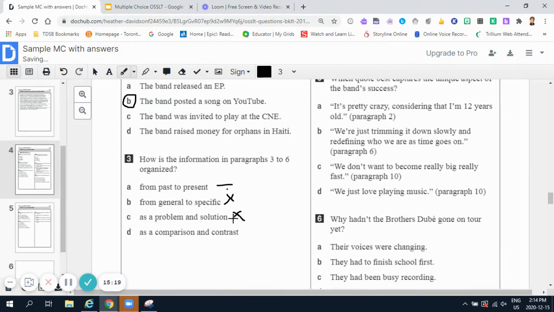Comparison contrast. So to compare is to put two like things together, and to contrast is to put two different things together. It's not comparing things, right? It's giving us a list of several different events and presenting it in order of how they occur. So I'm going to go with A for my answer.